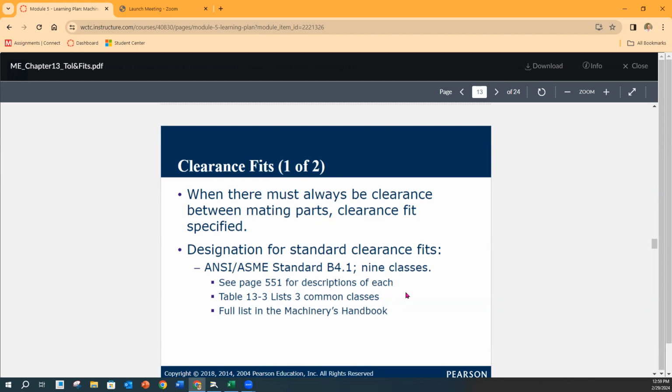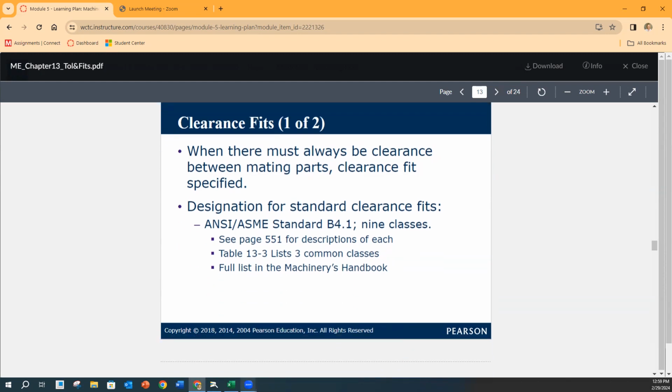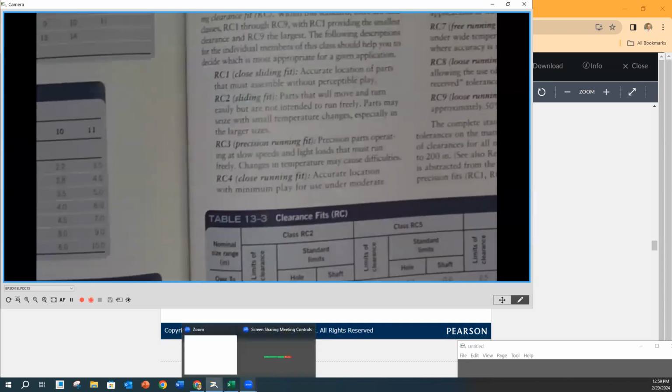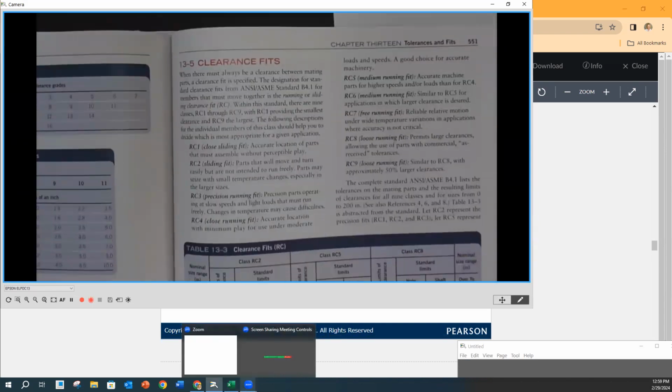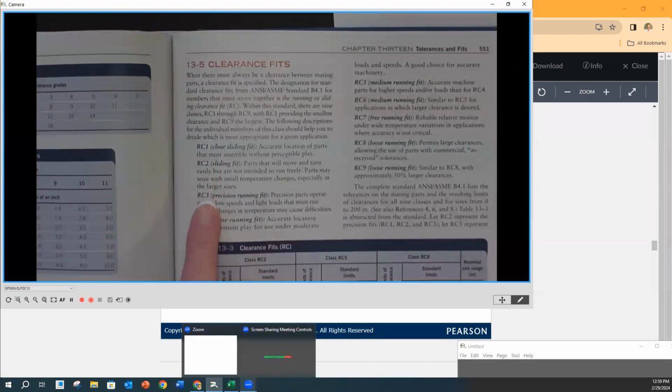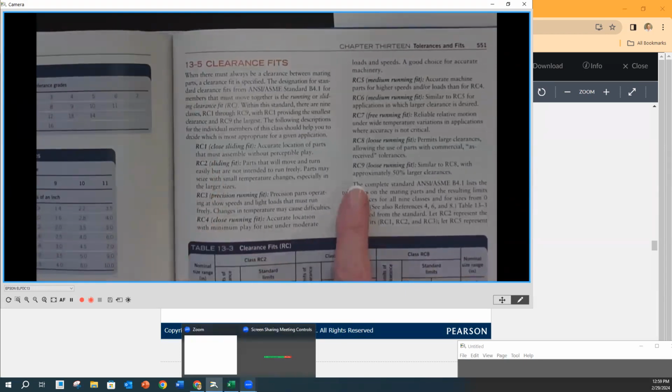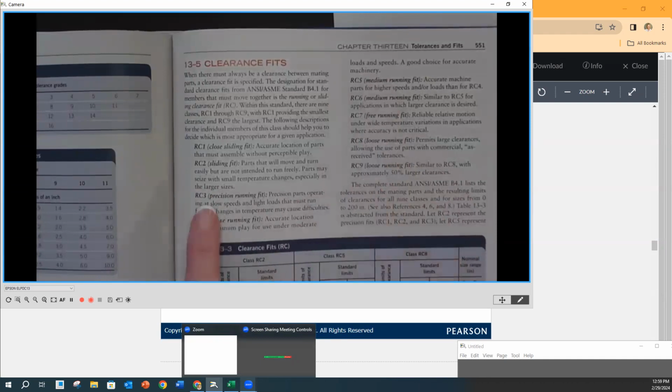But we have 3 of the running class fits listed, the 3 common sections of it. So if we go to page 551 in our book, at the top here of page 551, you'll notice that they have RC1, RC2, RC3, RC4, all the way to RC9, okay? And they give a brief description in parentheses there, but then even a little bit more as you go along. So RC1 is going to be the closest fit. RC9 is going to be the one that's going to be the loosest with the most amount of slop, okay? And then we've got all the different categories in between.